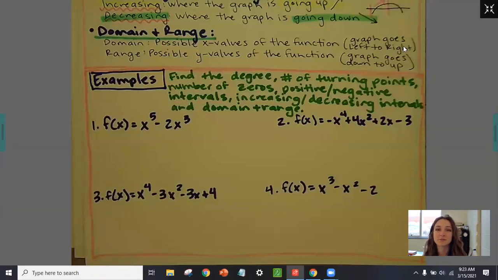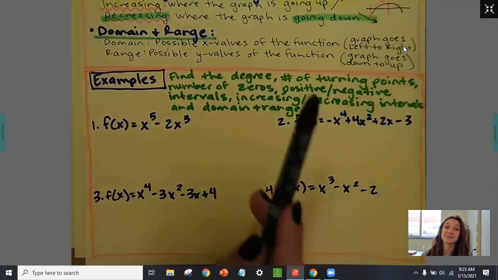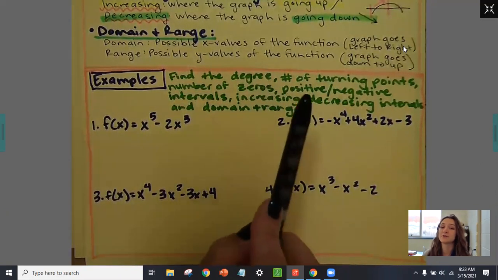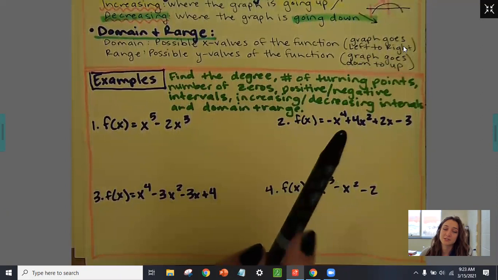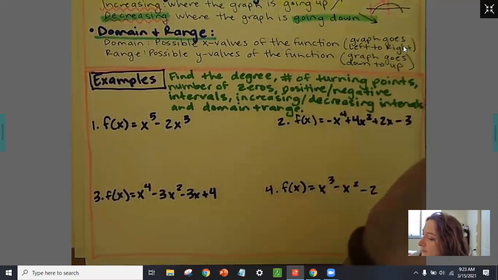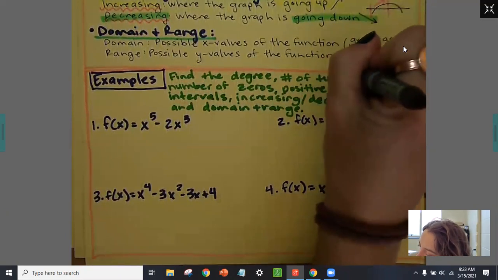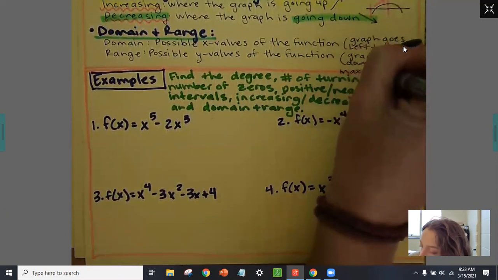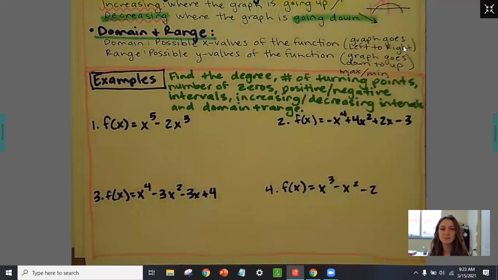In this video we're going to be doing some examples of finding all of these things: degree, number of turning points, zeros, positive and negative intervals, increasing and decreasing, and domain and range. Whenever I say number of turning points, what I really mean is maximums and minimums. So just keep that in mind whenever we talk about turning points, that you could also use those values thinking about it.